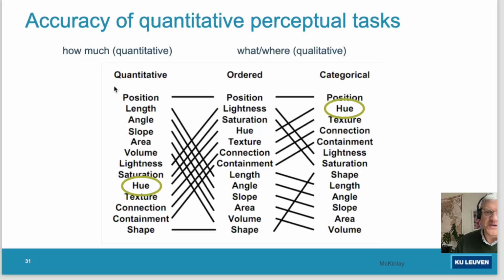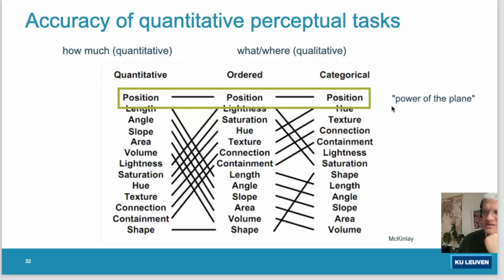Also to mention here, the distance between each consecutive combination is not always the same, right? For example, slope and area, they may be more different from each other than, for example, position and length, right? So hue is really bad for quantitative data, but it's really good for categorical data. And what I just mentioned, so position is really strong, right? We call that the power of the plane.